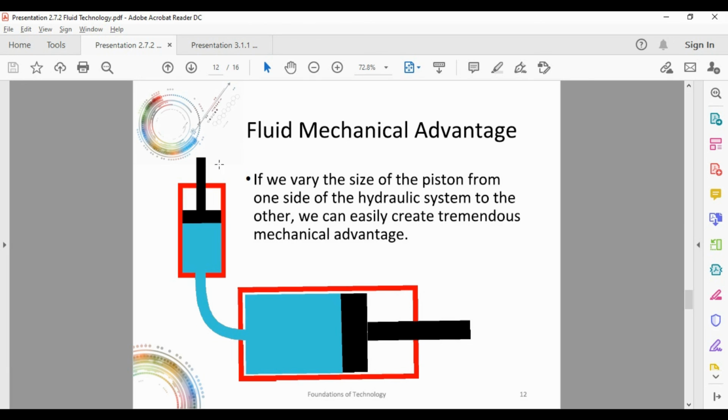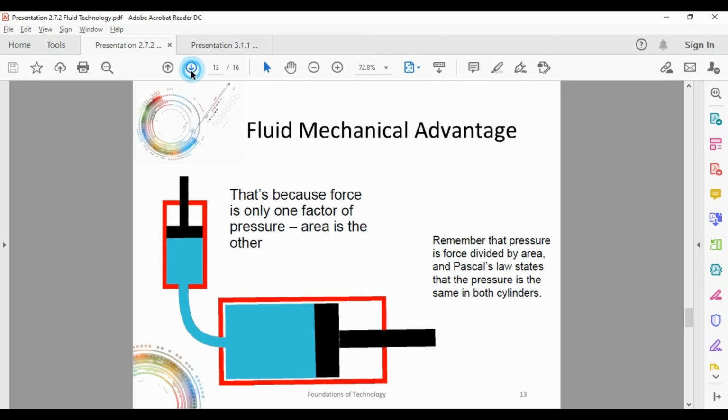Fluid mechanical advantage. This is something that you hear a lot in engineering. You hear about stuff called mechanical advantage. If we vary the size of the piston from one side of the hydraulic system to the other, we can easily create a tremendous mechanical advantage. In other words, there's a whole lot more volume here. Let's just say that there's twice as much volume in this piston down here at the bottom than here on the top. So if this piston moved 1 foot, now we're just assuming twice the volume, not determining necessarily how, if I move this piston 1 foot, then it would move 2 feet in this other piston. And so that's what we mean by mechanical advantage.